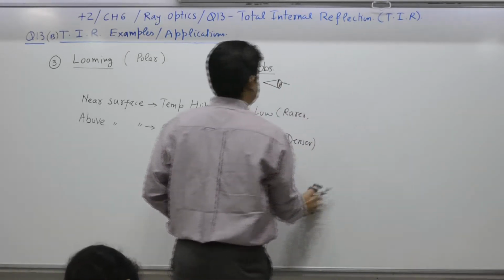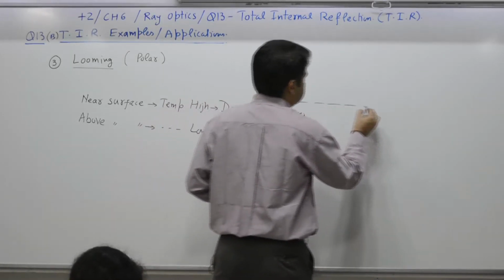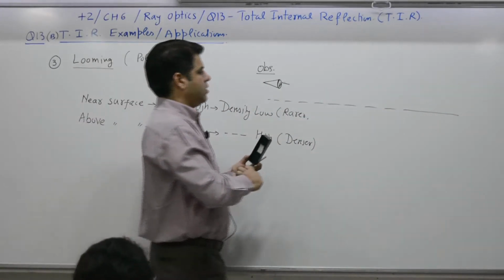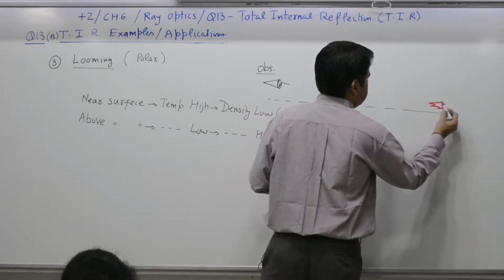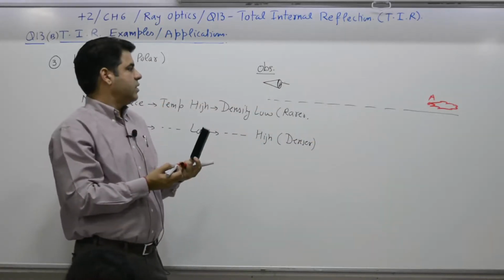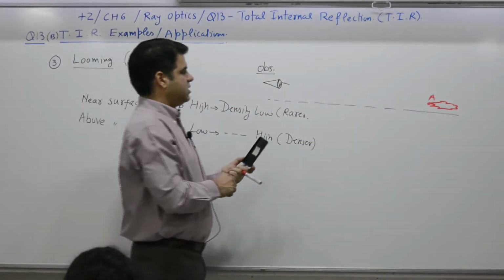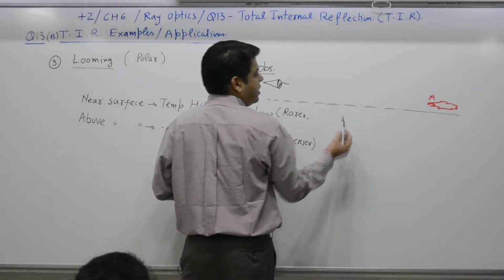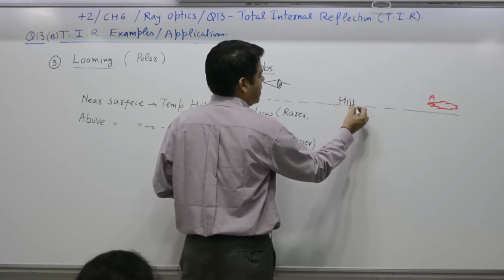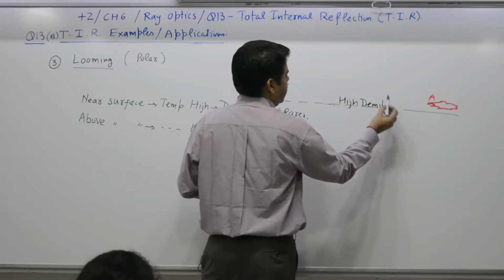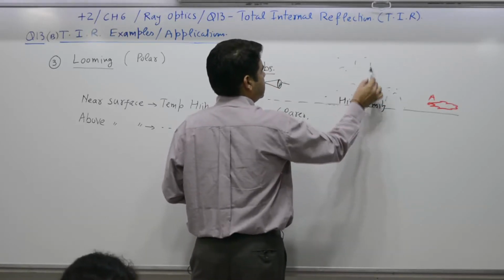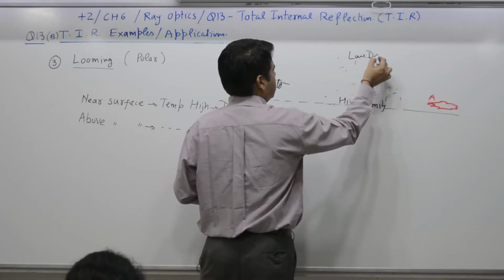In polar areas, the phenomenon is like this. Airports. So there are aeroplanes. This is aeroplane A, parked in the parking area. In polar areas, the floor horizon is at low temperature. Low temperature means what? High density. Air nearby is high density, and here it is low density.